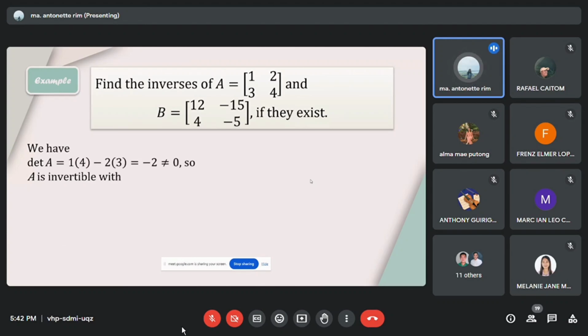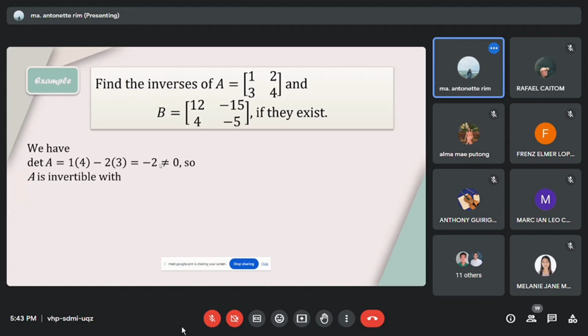Okay, so first, we have A. We find the determinant, so AD minus BC. So 1 times 4 is 4, minus 2 times 3, which is 6. So 4 minus 6 is negative 2. And negative 2 is not equal to 0. So we can conclude that A is invertible. So let's find its inverse.